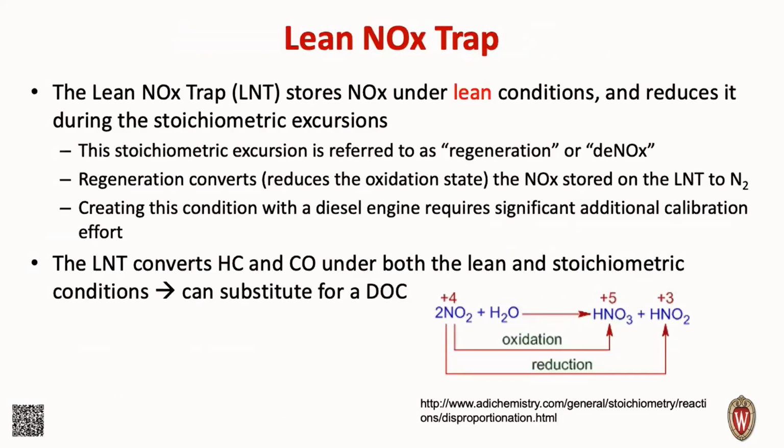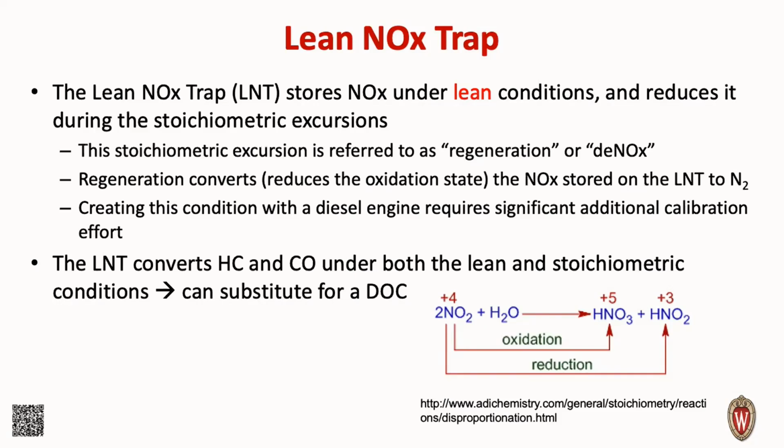There's another device you should be aware of called the lean NOx trap. The lean NOx trap was at one time a competitor for the NOx cleanup, the SCR one, but there's a few opportunities where lean NOx traps are used, so I want to at least let you be aware of them. The lean NOx trap stores NOx under lean conditions, so that's the trapping part, and then it reduces it during stoichiometric excursions. Those excursions are referred to as regeneration, or the denox portion. So you suck it up like a sponge under lean conditions, and then you do a periodic rich condition, and you do your denox.